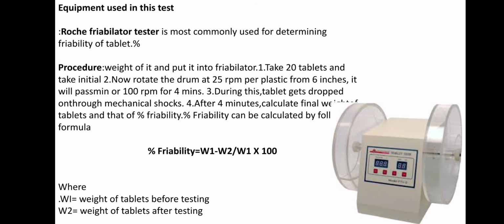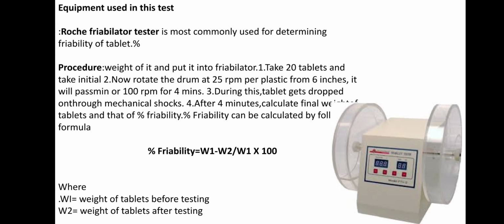Take 20 tablets, weigh them to get the initial weight, and put them into the friabilator. Now rotate the drum at 25 rpm, dropping the tablets from 6 inches, for 4 minutes. During this, tablets get dropped, undergoing mechanical shocks. After 4 minutes, calculate the final weight of the tablets and then the percent friability.